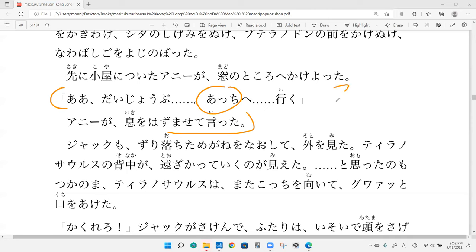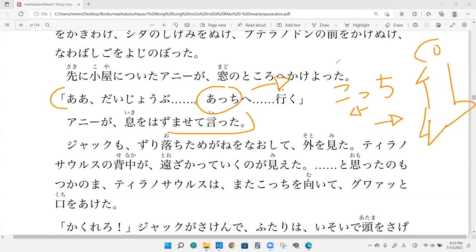Do you know what kochi means? So kochi is toward you and achi would be away from you. So achi e iku means to go away from us. The subject in this case is the T-Rex, right? Going towards us. So the T-Rex is going away from us.